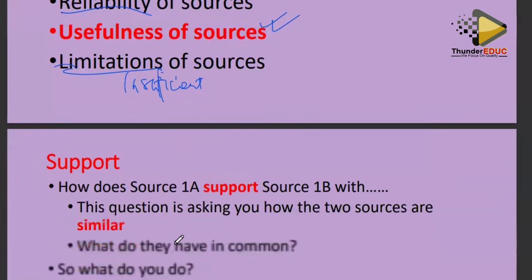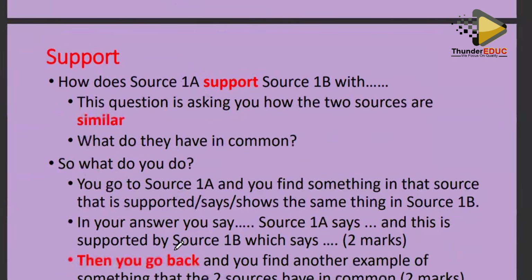Right. Let's go to the next part and see how these typical source-based questions are answered. We start with the support question. How does source 1A support source 1B with regard to a particular event? That is a support question. How does source 1A support source 1B with regard maybe to the Berlin Wall, or the Berlin blockade? It's grade 12, origins of the Cold War. How does source 1A support source 1B with regard to the Berlin blockade or the Berlin Wall?